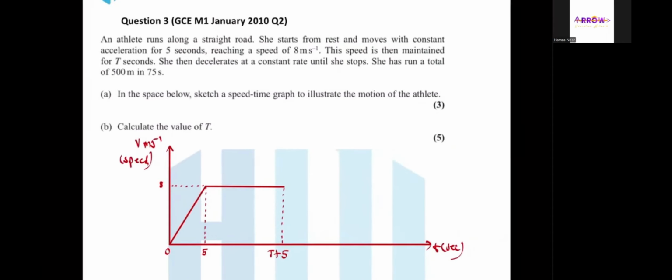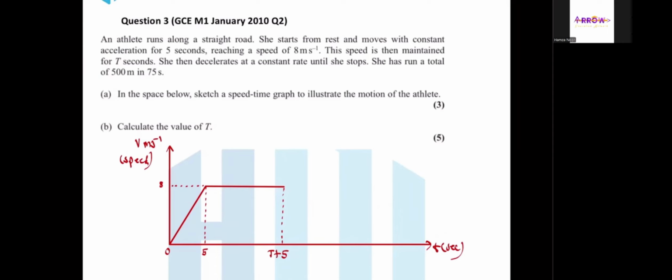Now in the last stage of the journey, she decelerates at a constant rate until she stops. She has run a total of 500 meters in 75 seconds. In the last stage, when she decelerates, we don't know in how much time she is decelerating. What we know is that the journey is completed when time is 75 seconds. As per the requirement of part A, we just need to sketch the speed time graph. We don't need to find the value of t in part A. We need to calculate the value of t in part B.